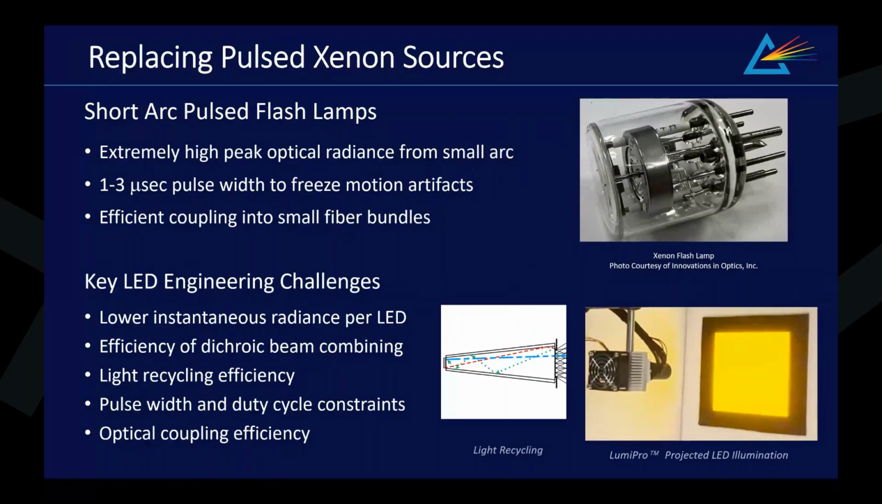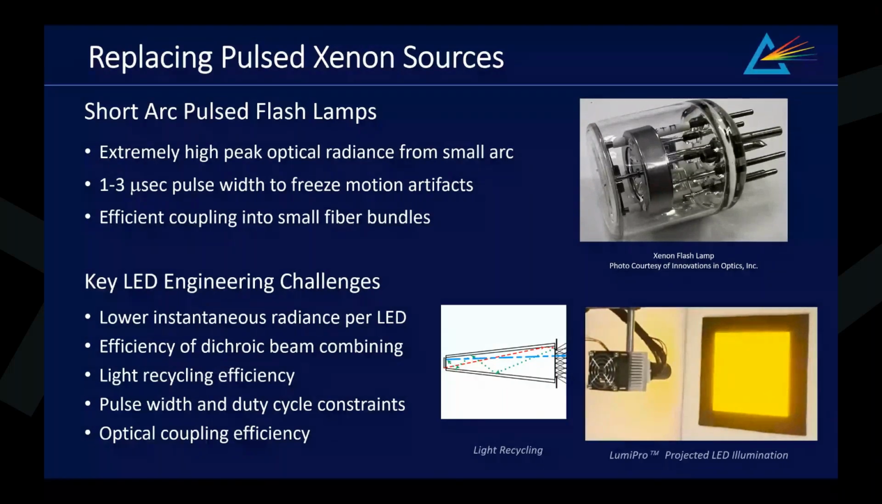One major challenge is radiance. Xenon arc lamps generate extremely high brightness from a small plasma source, making them highly effective for coupling light into small numerical aperture fiber bundles commonly used in endoscopic systems. The difference in instantaneous radiance between arc lamps and LEDs can be orders of magnitude.